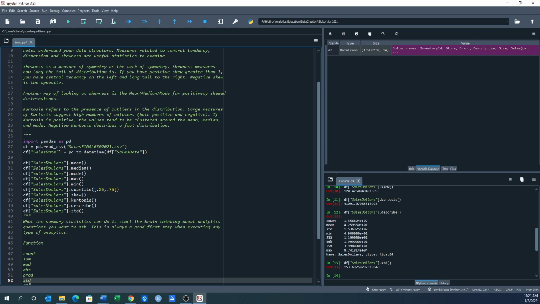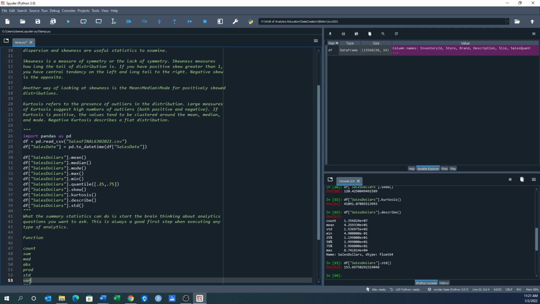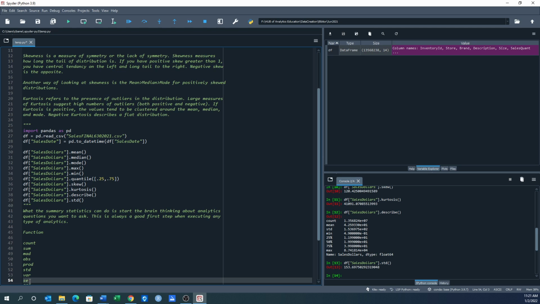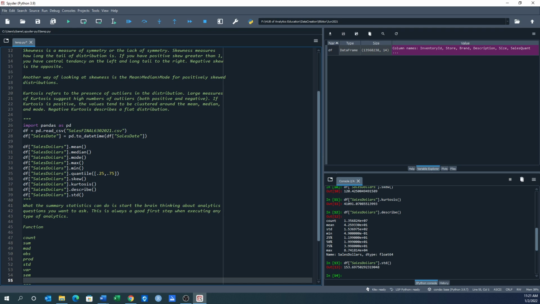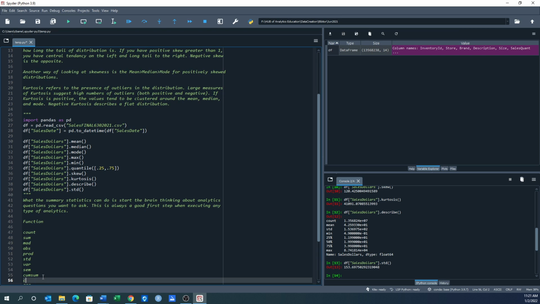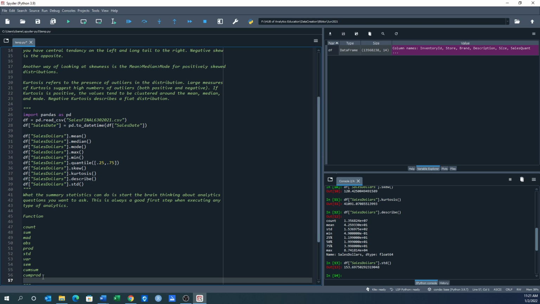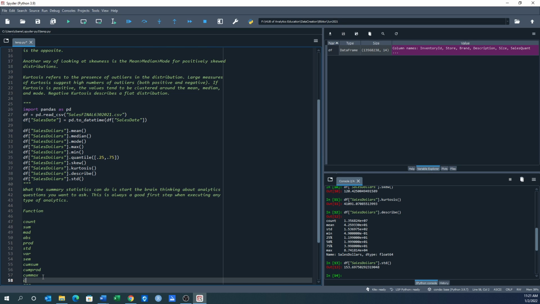Standard deviation, STD, we already talked about that. If I want just the overall variance, or I want the standard error of the mean, that is another function that exists out there. We can do cumulative sum. So basically it's a sum, but it's a cumulative sum, and depending on how you have it sorted, it will sum that way. We could have cumulative product, the cumulative max, and the cumulative min, right? So these are other functions that you can also use in looking at your data.